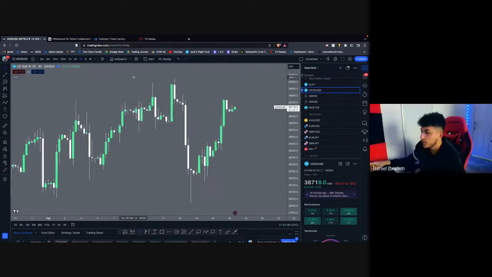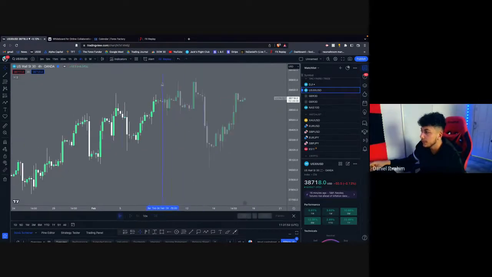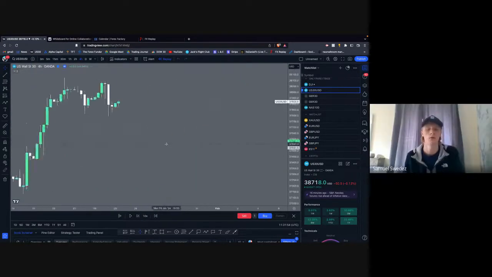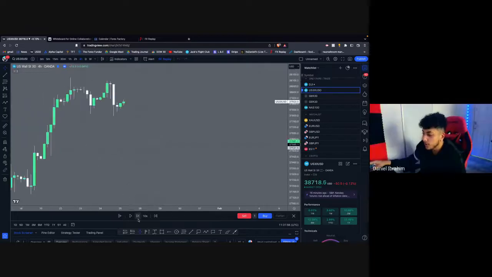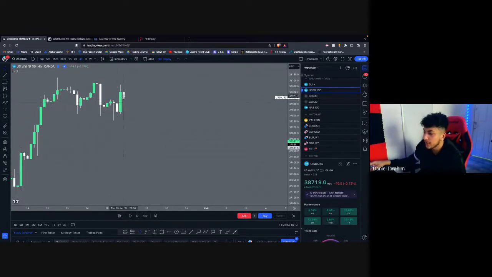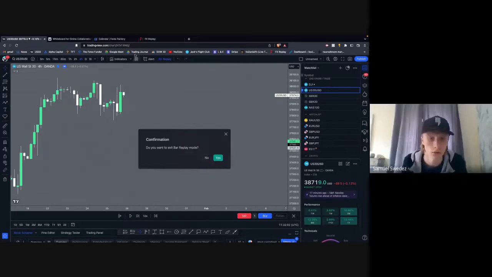Now you can do this directly on TradingView. You can go on replay right here and go backwards and do this. But to be honest, it's terrible on TradingView. The candles jump. It's just all round not good. I wouldn't recommend it. Just use FX Replay.